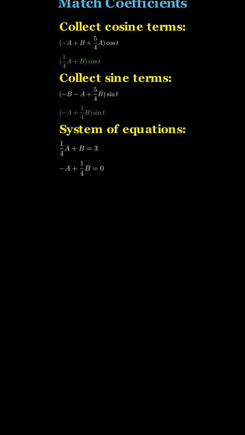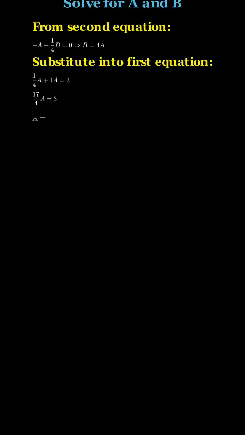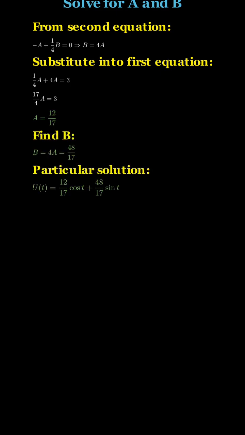Matching coefficients of cosine and sine terms gives us a system of equations for A and B. Solving this system, we find the values of A and B for our particular solution. The general solution is the sum of the homogeneous and particular solutions.